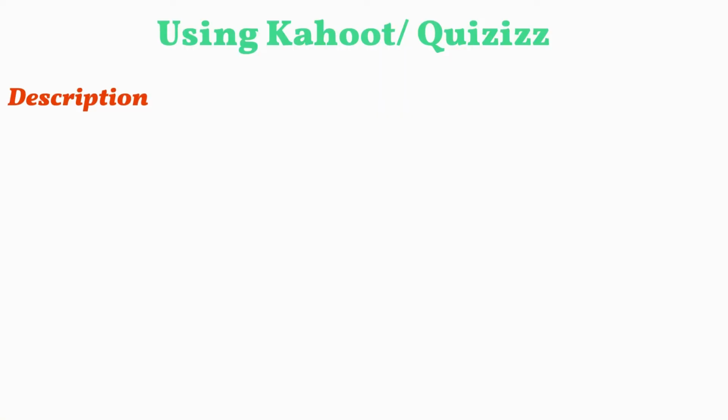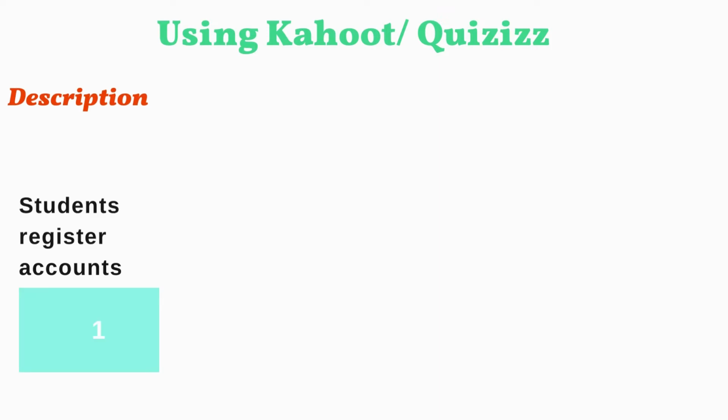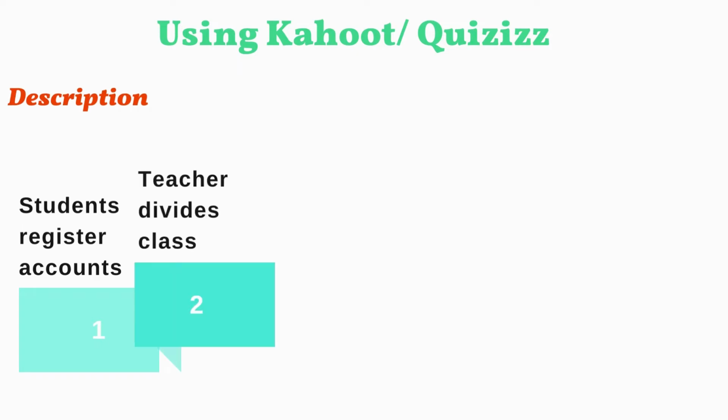Next is the description of the procedures. First, the students are instructed to register accounts on Quizizz and Kahoot. For more information, they can search the internet for help. Then, the class is divided into small groups, usually a group of 4 or 5.